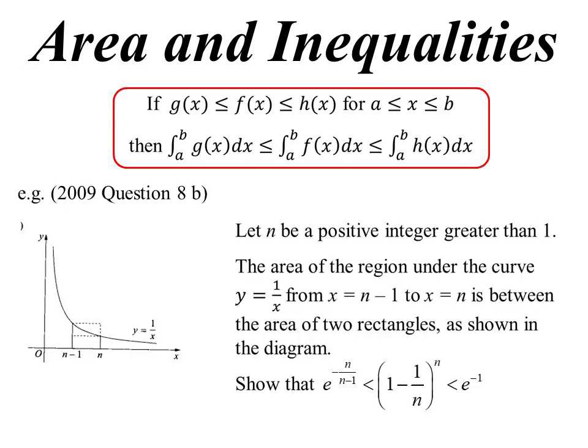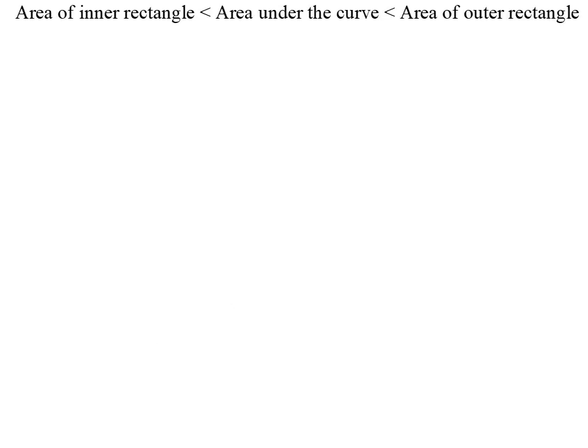Let's have a look at this old question now. So n's a positive integer bigger than 1. The area of the region under the curve, y equals 1 on x, from n minus 1 to n, is between the area of two rectangles. So they've drawn the inner rectangle and the outer rectangle for us in that section. We have to show this particular inequality. As I say, they gave me that big hint by drawing the rectangles of how to attack this question, so I'm going to use that idea.